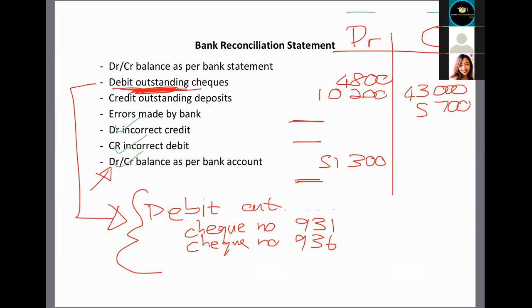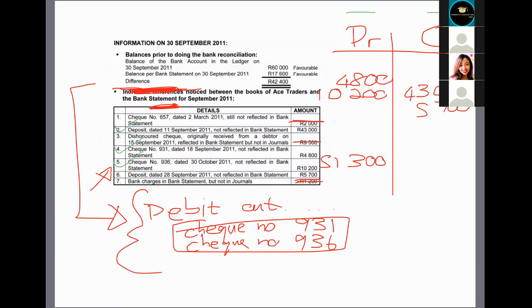So with your credit outstanding deposits, you're going to do the same thing. But now remember that you don't have check numbers, but you still write them underneath one another. Does that make sense? So you're going to have your deposits underneath one another. And then we carry on. Let's see if we have any other information left. So that's every information that we have, right?